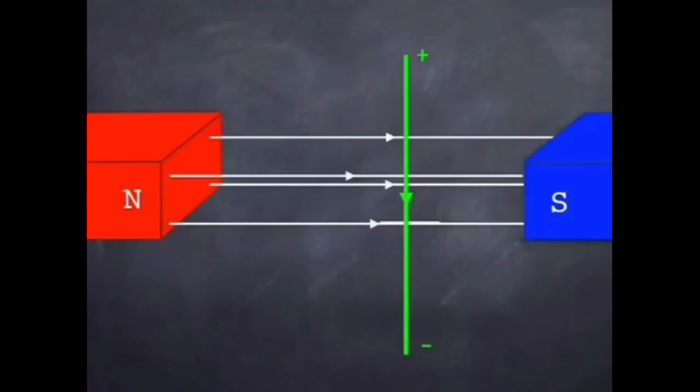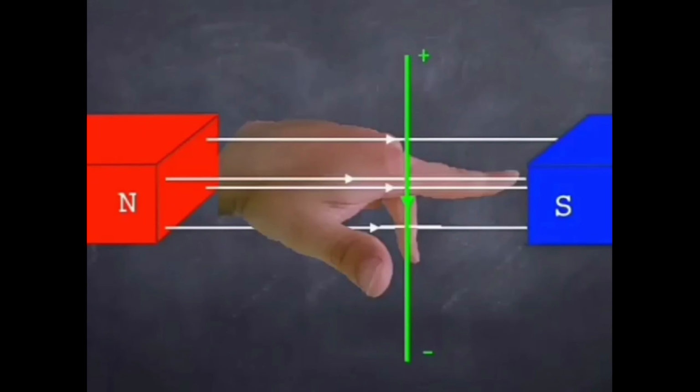So let's have another example. The direction of the magnetic field is from left to right, and the direction of the current is from up to down, or downwards. So the direction of the movement of the wire is toward you, or outside of the page.